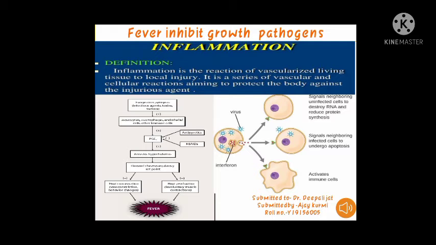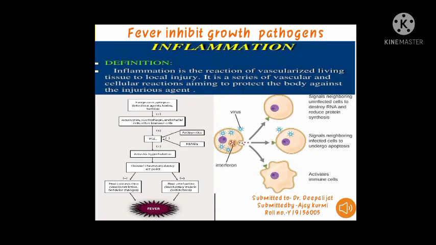During this reaction, they produce some chemicals known as inflammatory mediators, that is the interleukins and interferons. Mainly interleukin 2 plays a role in the fever. These interleukins activate the phospholipase pathway and generate prostaglandins, mainly prostaglandin E2. And through the bloodstream, these prostaglandins travel to the anterior hypothalamus and alter the thermoregulatory set point.